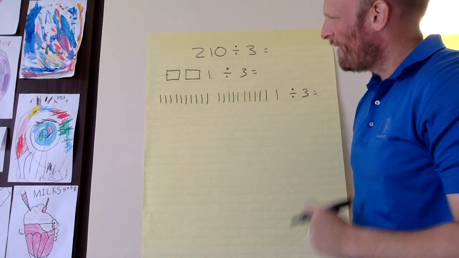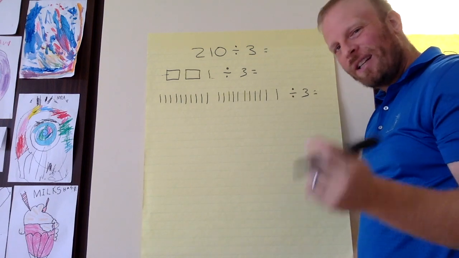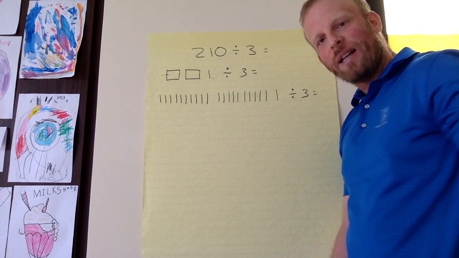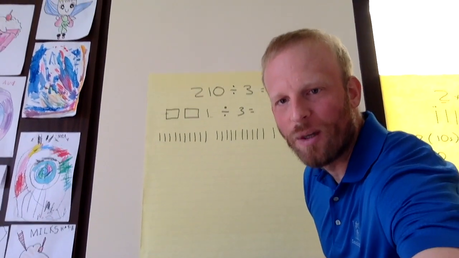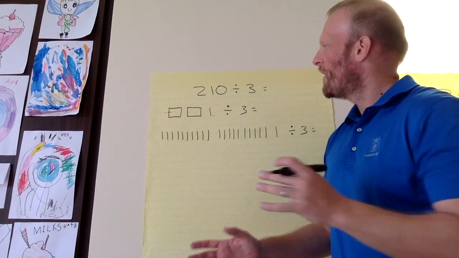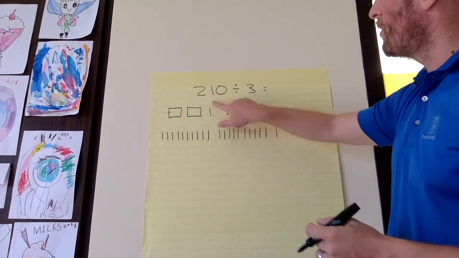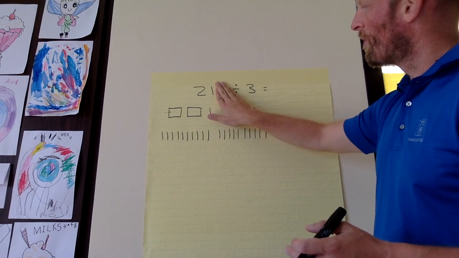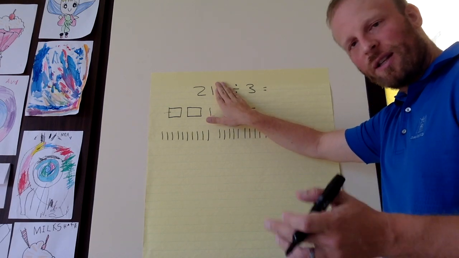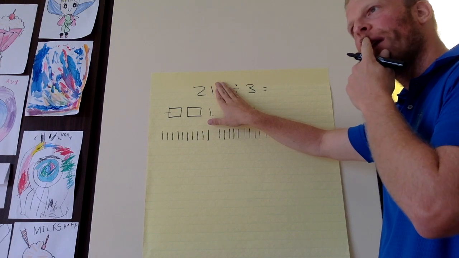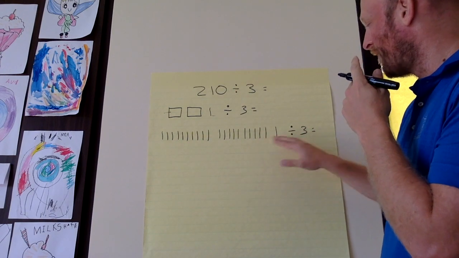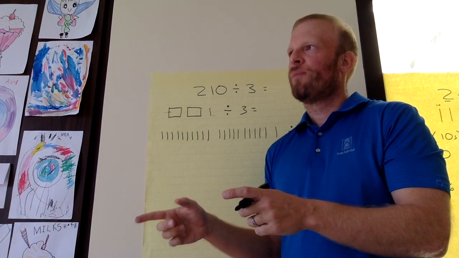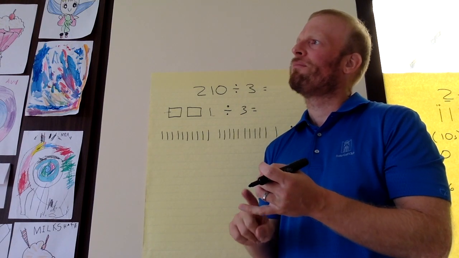I could start drawing that, but something else I can do is think about that last lesson, that last slide. What was that basic fact that we talked about? Take a look at our basic fact. Let's look at this problem here. 210 divided by 3. What's the basic fact that can help us with this? 21 divided by 3. I have 21 longs here, and I need to divide them by 3.